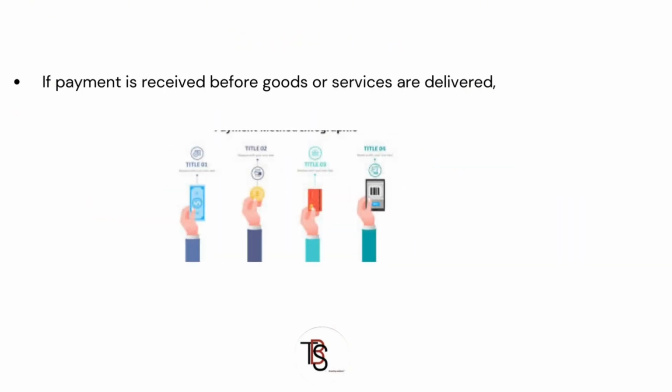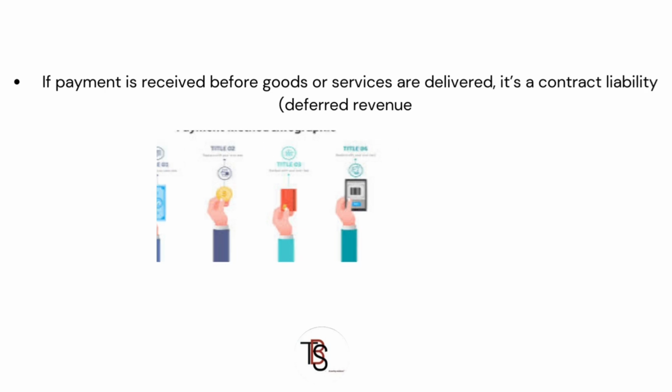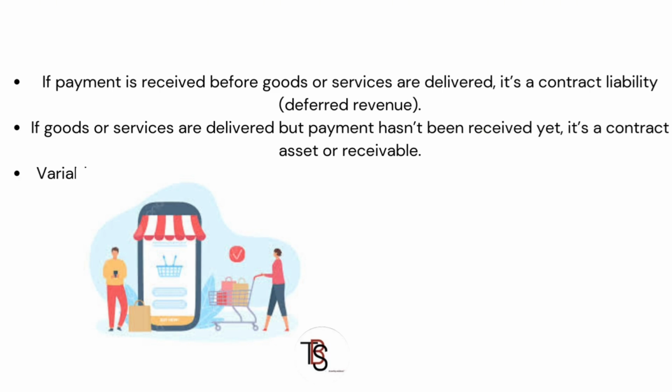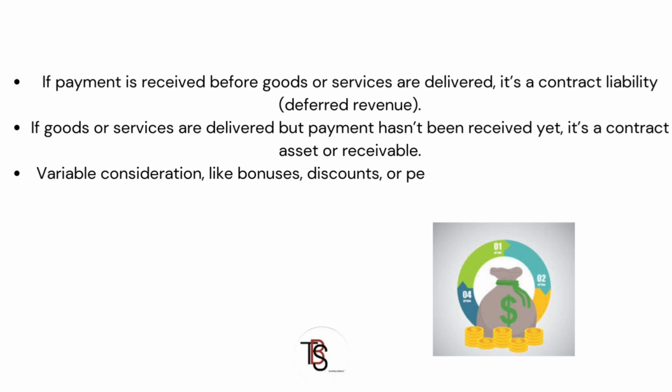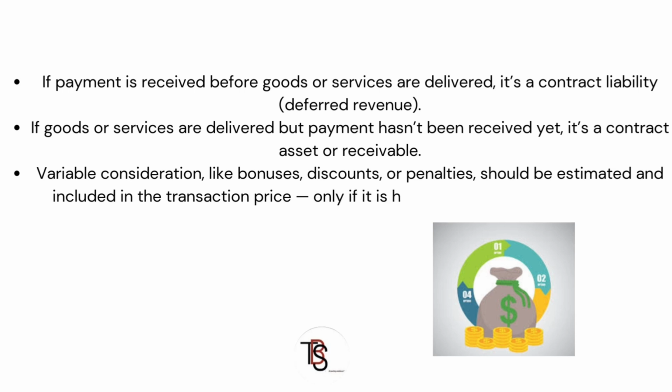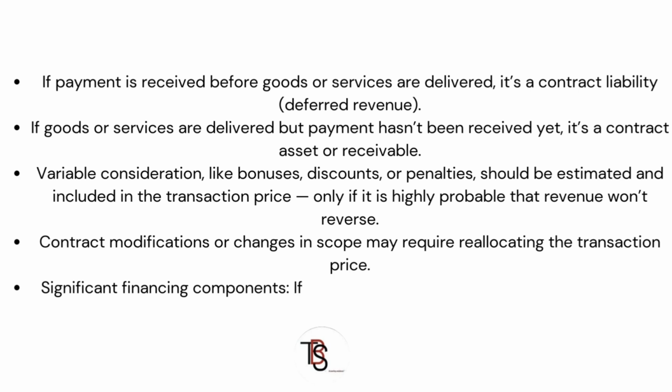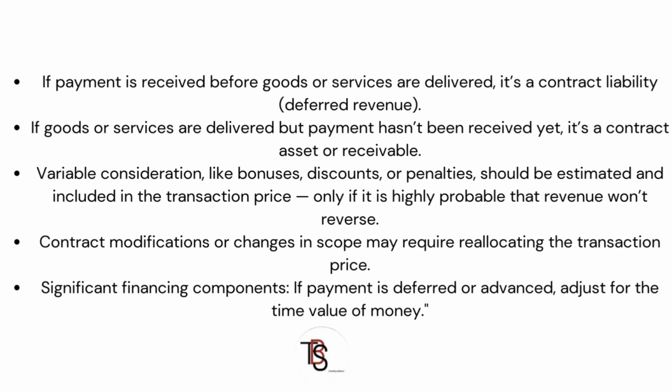A few important points to remember. If payment is received before goods or services are delivered, it's a contract liability, deferred revenue. If goods or services are delivered but payment hasn't been received yet, it's a contract asset or receivable. Variable consideration, like bonuses, discounts, or penalties, should be estimated and included in the transaction price, only if it is highly probable that revenue won't reverse. Contract modifications or changes in scope may require reallocating the transaction price. Significant financing components. If payment is deferred or advanced, adjust for the time value of money.